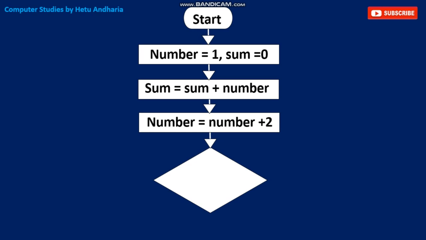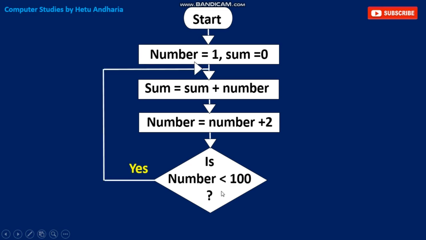Why do we have to use the decision symbol? That is because we have to terminate the loop at 99. We have to stop the iteration of the loop at 99. So we use this. Here the condition is number less than 100? If yes, then if it is less than 100, repeat these steps.